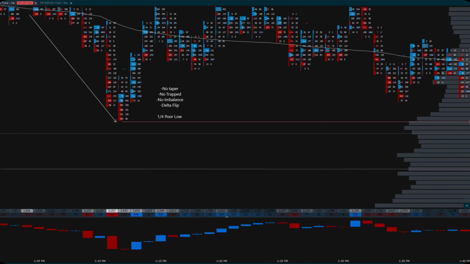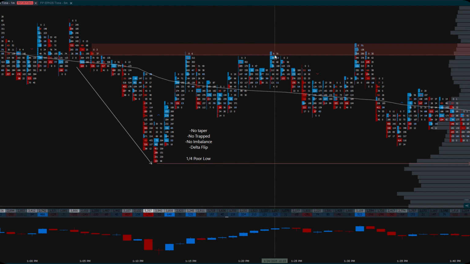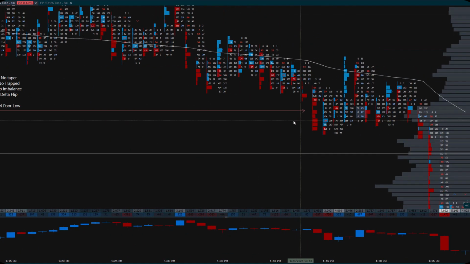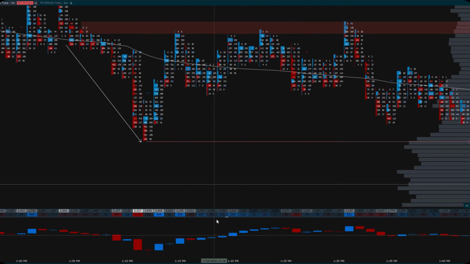And over here we tried bidding up past this, and passive sellers ended up filling positions and then selling back into this low. Alright, so that's an example of a poor low.